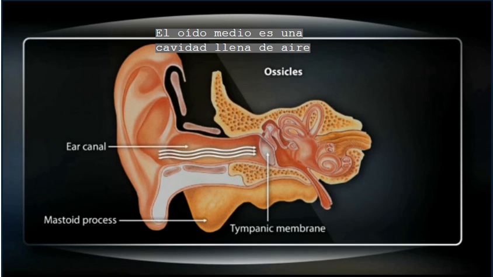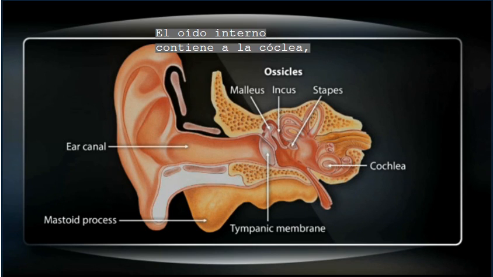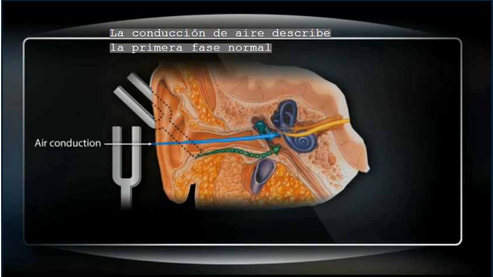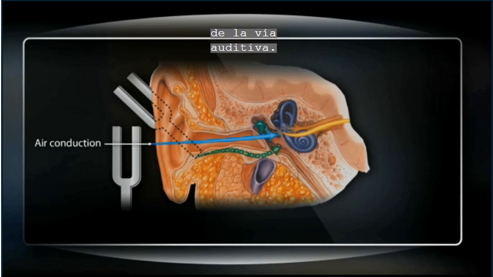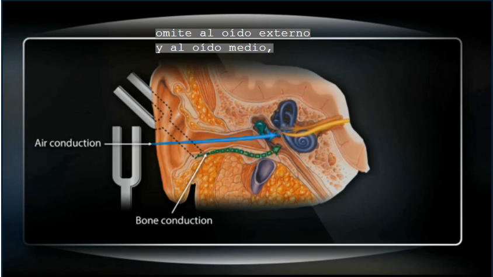The middle ear is an air-filled cavity that transmits sound by way of the eardrum and three tiny bones or ossicles, the malleus, the incus, and the stapes. The inner ear contains the cochlea, the semicircular canals, and the distal end of the cochlear nerve. Much of the middle ear and all of the inner ear are inaccessible to direct examination. These can be assessed by testing auditory function. Air conduction describes the normal first phase in the hearing pathway. An alternate pathway, known as bone conduction, bypasses the external and middle ear and is used for testing purposes.